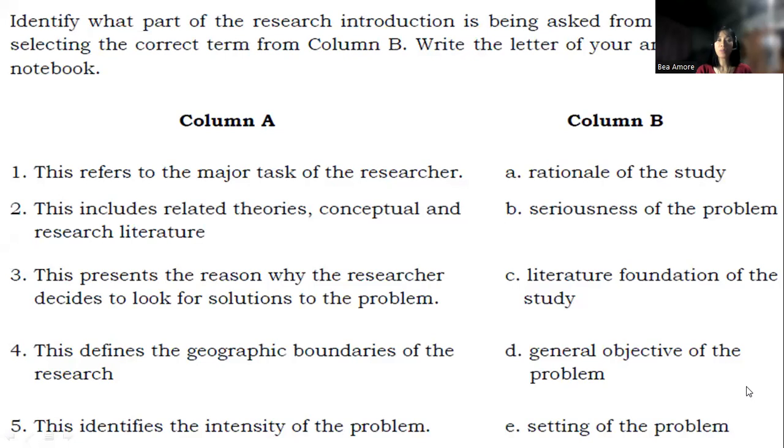Please answer column A and column B. So this time, this refers to the research introduction. So number 1, this refers to the major task of the researcher. Number 2, this includes related theories, conceptual, and related literature or research literature. Number 3, this presents the reason why the researcher decides to look for solutions to the problem. Number 4, this defines the geographic boundaries of the research. And number 5, this identifies the intensity of the problem.